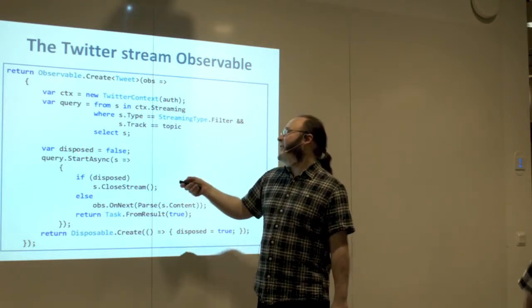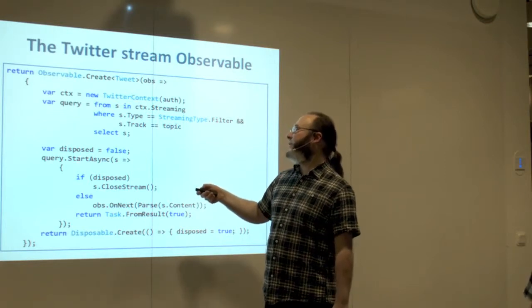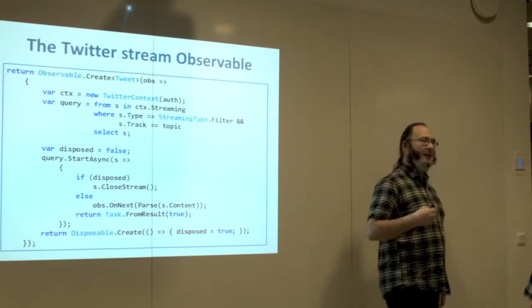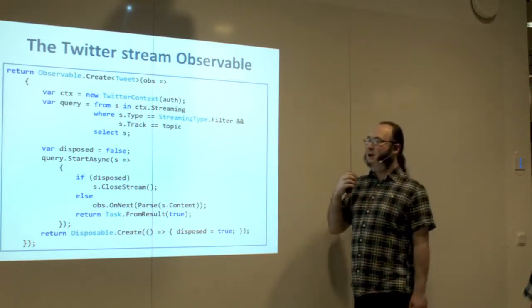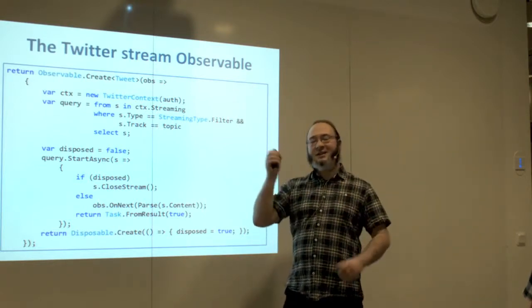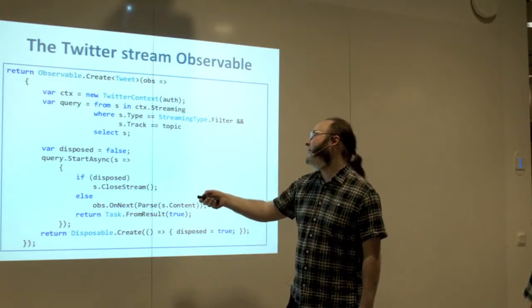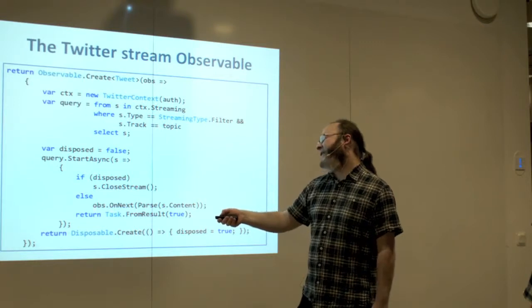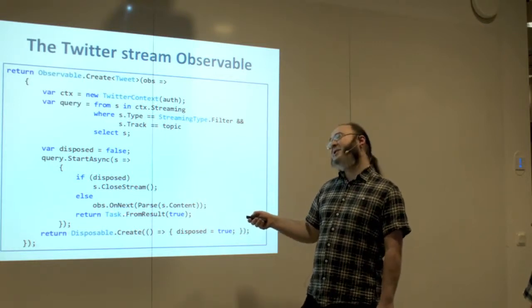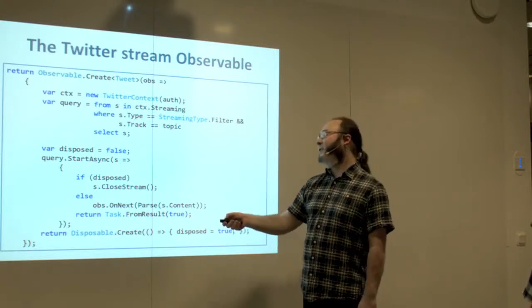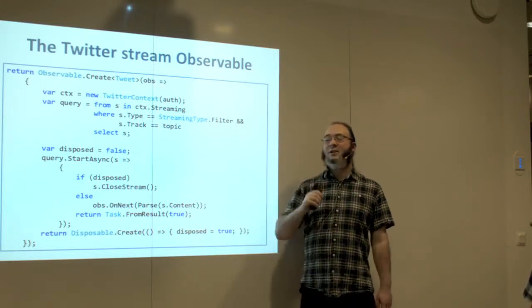Now, ignore the var for a moment. This query start async is exactly what we saw before, when we did the little example where we just got the data from Twitter and stuck it out on the console. So here's where we do the interesting stuff. On next, we take the content, pass it, and shove it down the observable pipeline. And that notifies anybody who is observing.